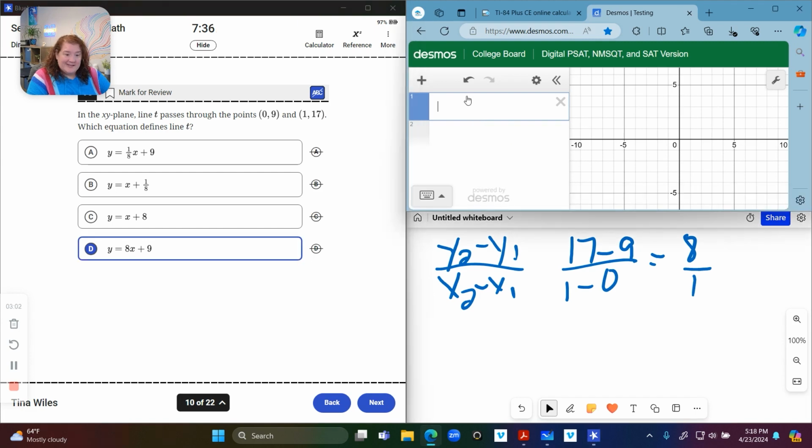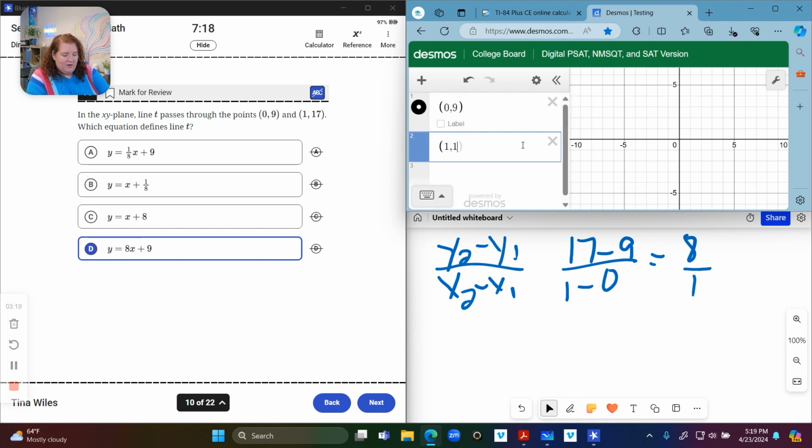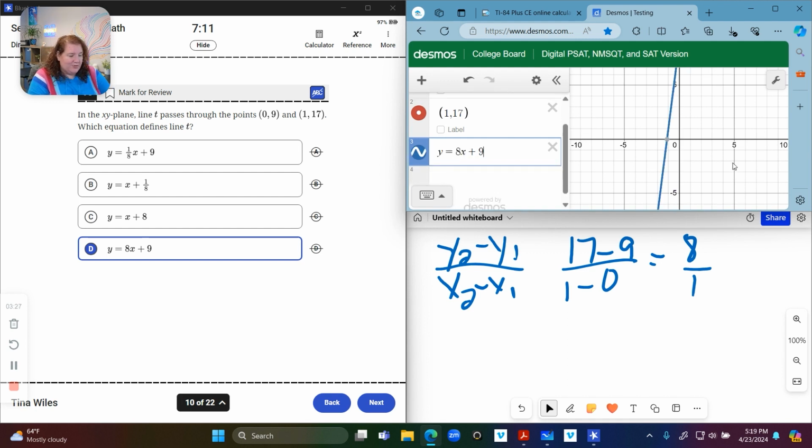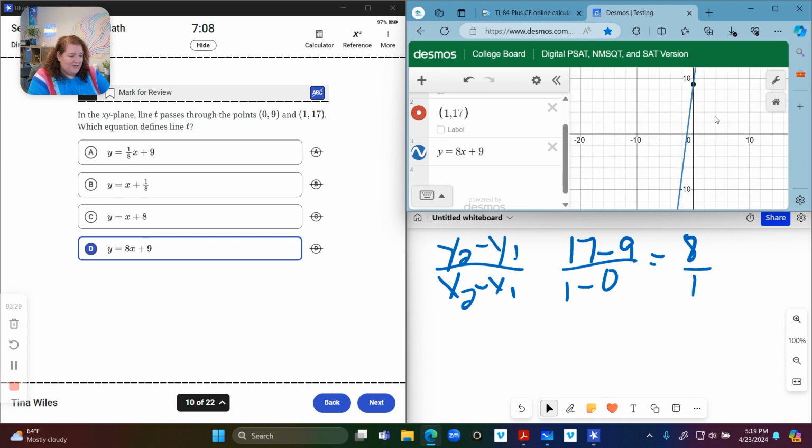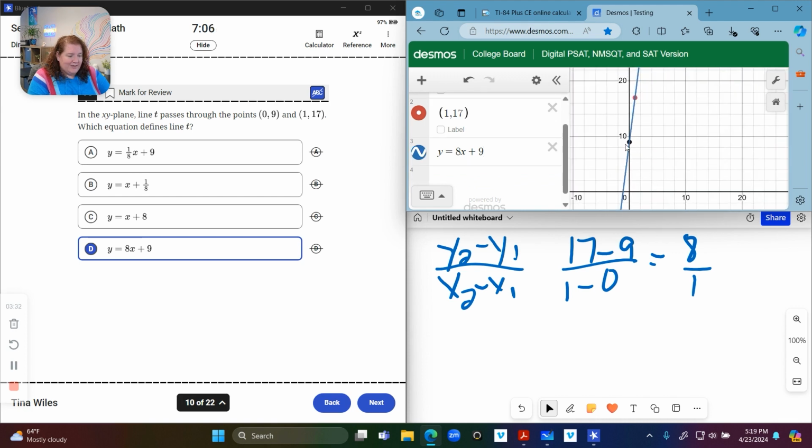Again, I can use Desmos. To access Desmos within the Bluebook software, you're just going to hit the calculator button. I'm using it over here just to make it a little bit easier to see. But you can plot points (0, 9) and (1, 17). And then I can graph that line, or each of the lines, to see which one goes through it. And when I zoom out, you could see here's the 2 points I plotted. This was (0, 9), and that was (1, 17). And the line that we chose goes right through them.